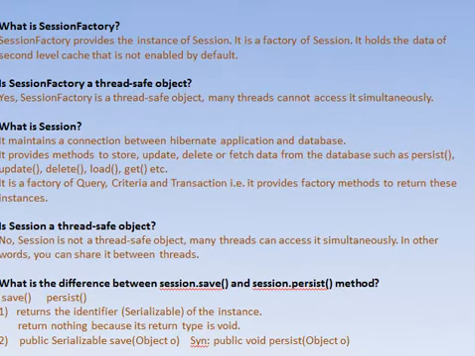What is the difference between session.save and session.persist method? Save returns the identifier, serializable, of the instance. Persist returns nothing because its return type is void. 2. Public Serializable save(Object o), SYN, public void persist(Object o).